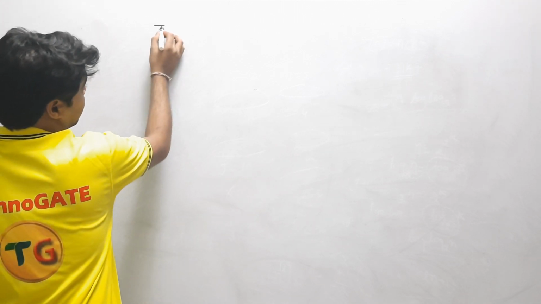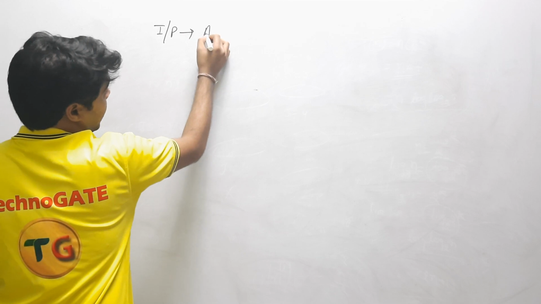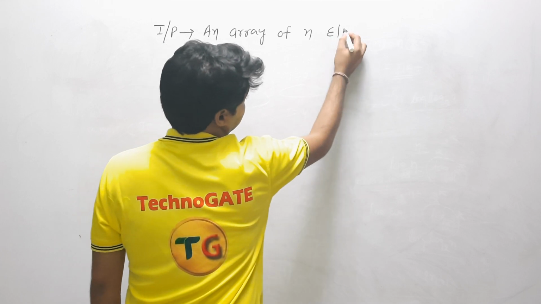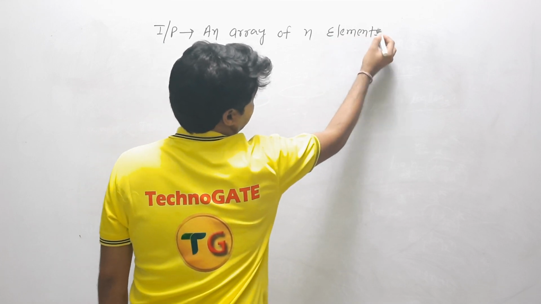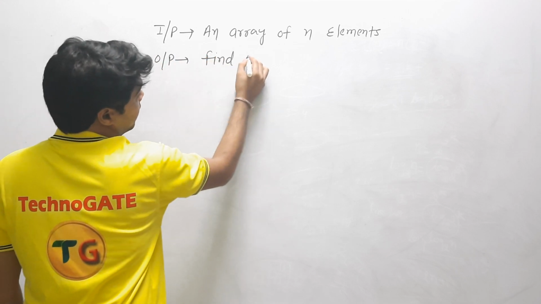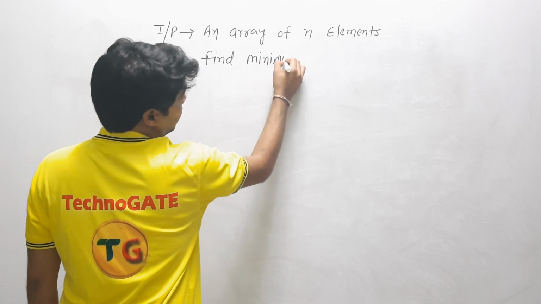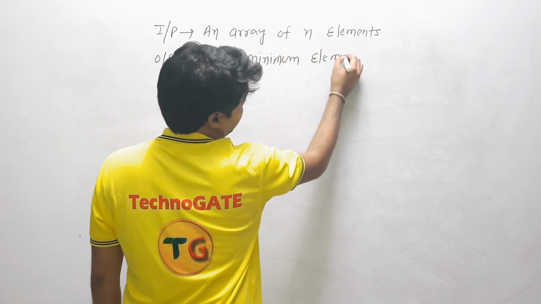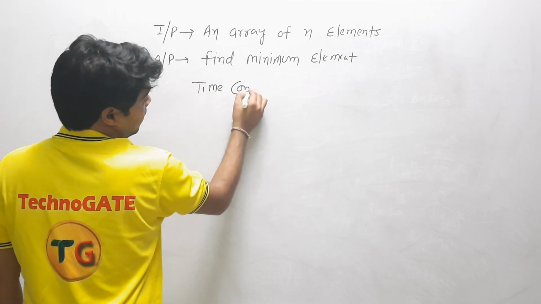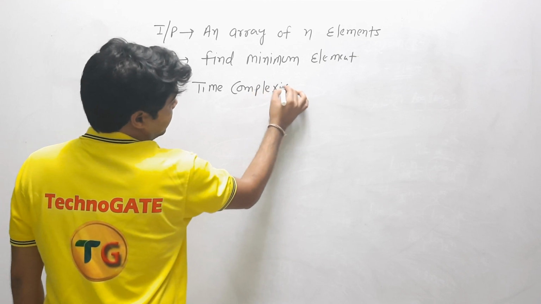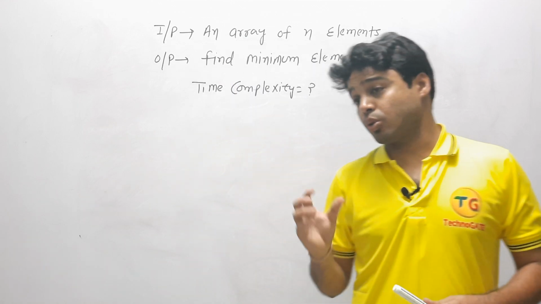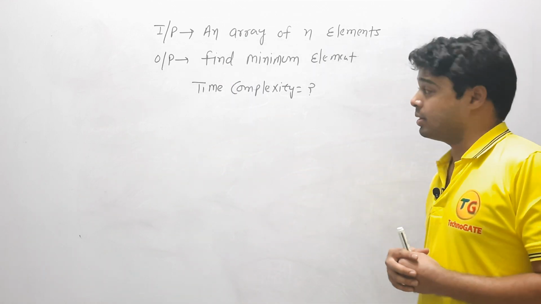So here the input is given. What is the input here? An array of n elements. And the output is to find the minimum element. What is the time complexity here? Here an array is given, and through this array you find the minimum element. What is the time complexity here?